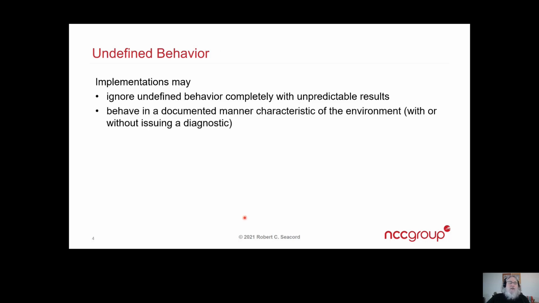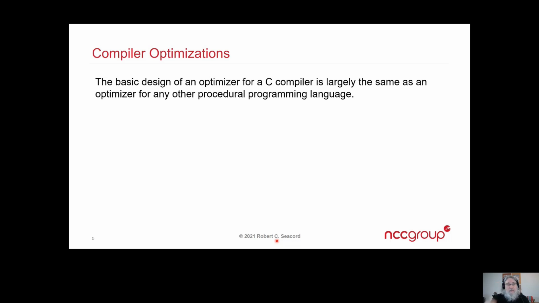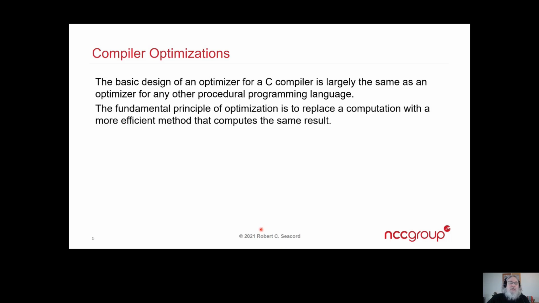The compiler can also behave in a documented manner characteristic of the environment, with or without issuing a diagnostic, but that might include things like trapping or crashing in some manner. Or, best case, it could terminate a translation or execution with a diagnostic. The basic design of an optimizer for C is largely the same as an optimizer for any other procedural language. The fundamental principle is to replace computations with more efficient methods that produce the same result.